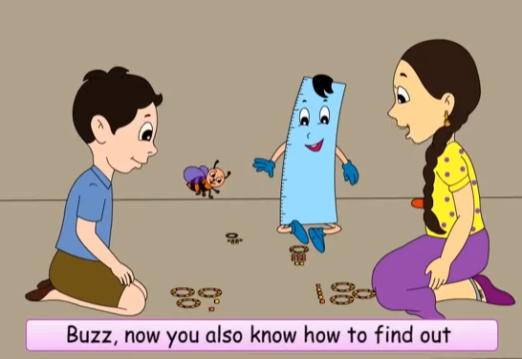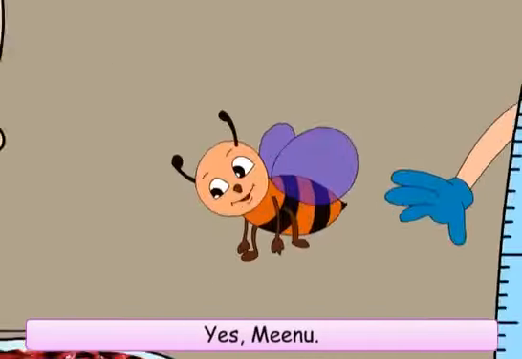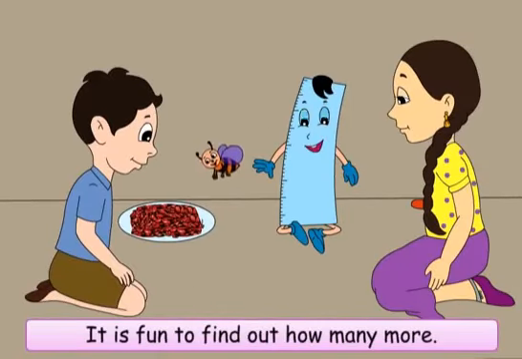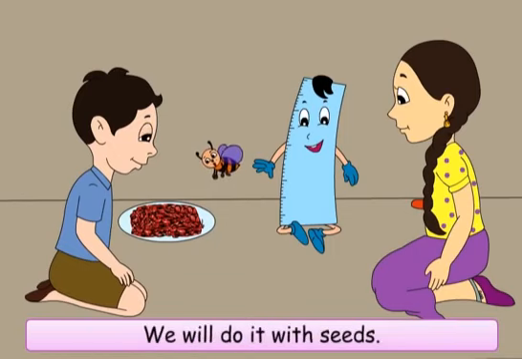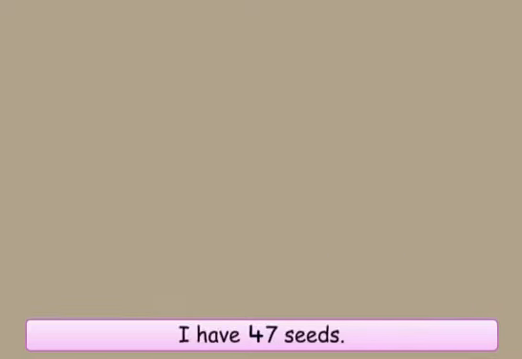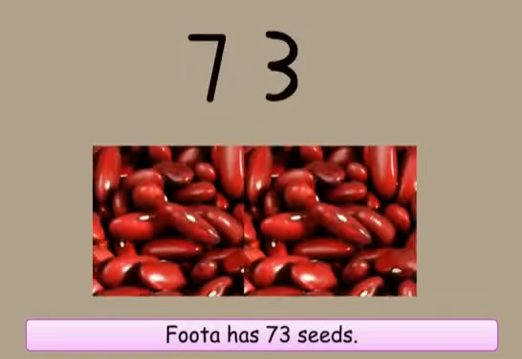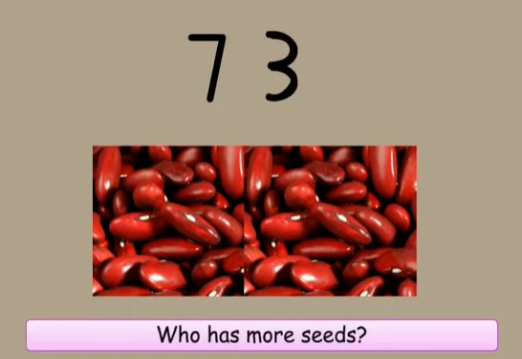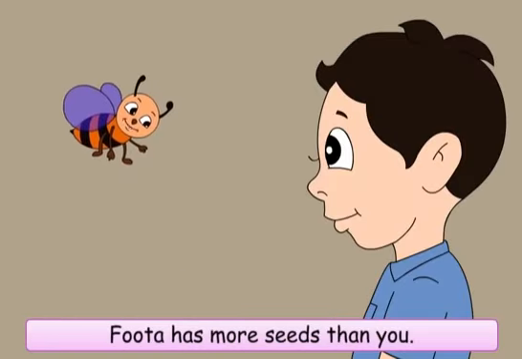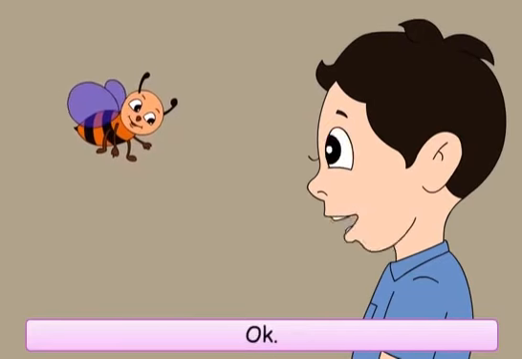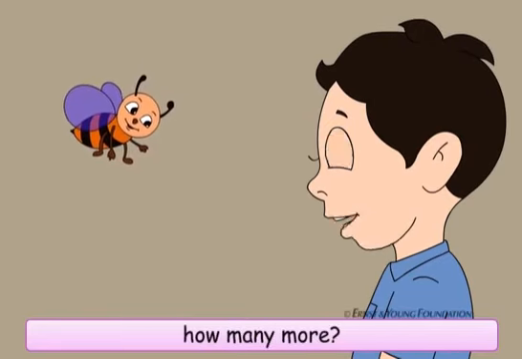Buzz, now you also know how to find out how many more. Yes, Meenu, it is fun to find out how many more. Shall we do more? We will do it with seeds. Okay, I have 47 seeds. Futta has 73 seeds. Who has more seeds? Futta has more seeds than you. Okay, now tell me how many more.